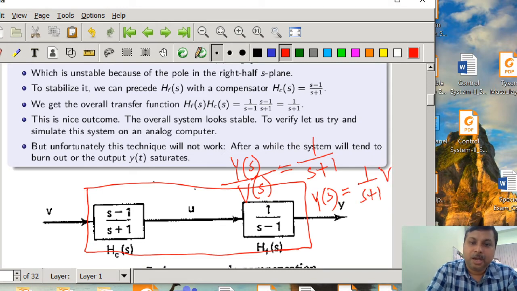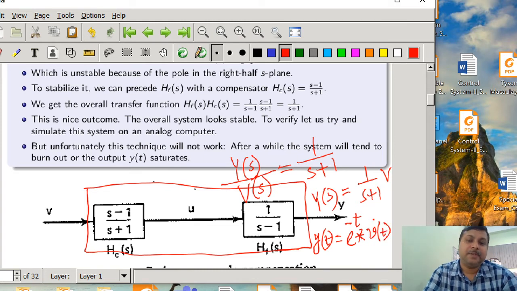Okay. Now from here it is very much clear that if we want to find y(t), that will be e to the power minus t, convolved with v(t). When these two signals are in multiplication in the frequency domain, then in the time domain it will be convolution. So convolution of e to the power minus t with v(t), which is the input to the system. Now it is very much clear that for a bounded input the output will always be bounded.